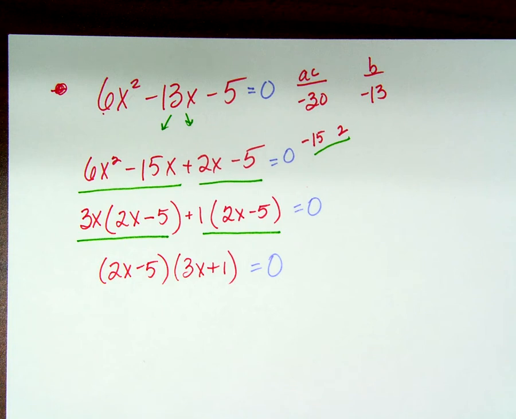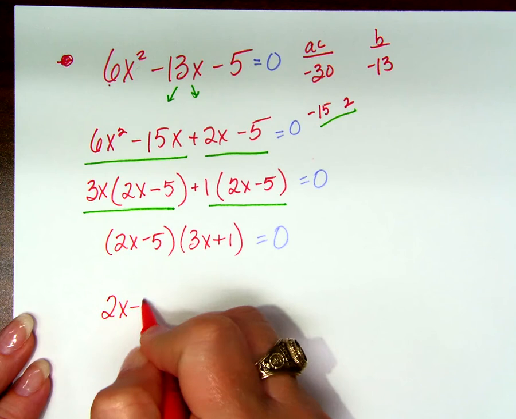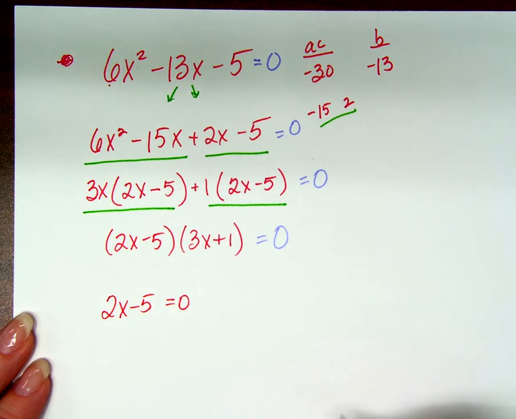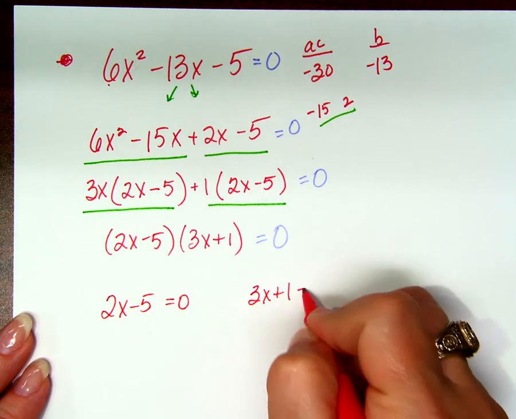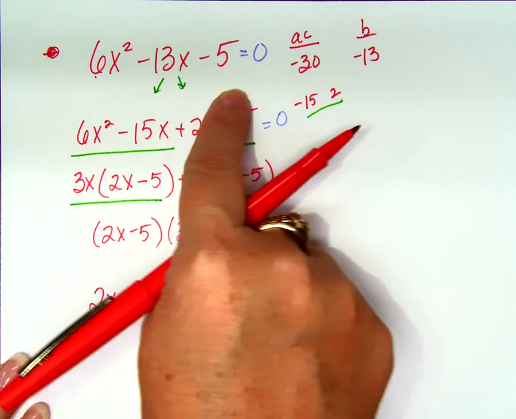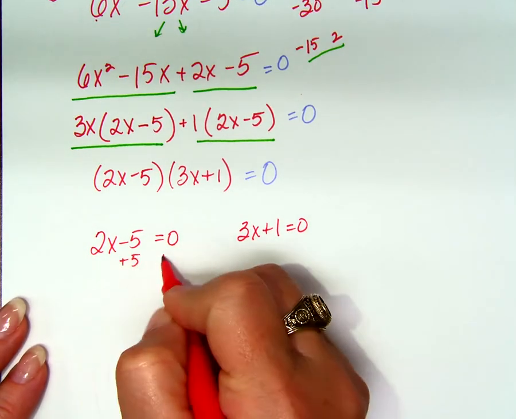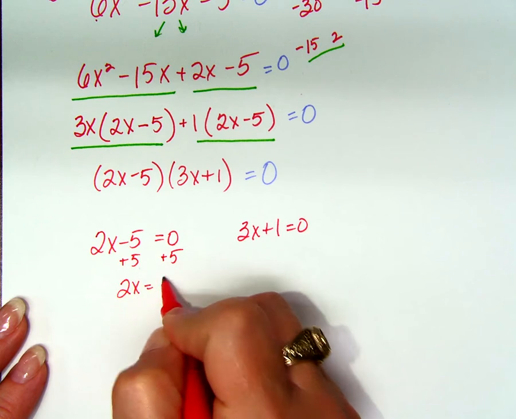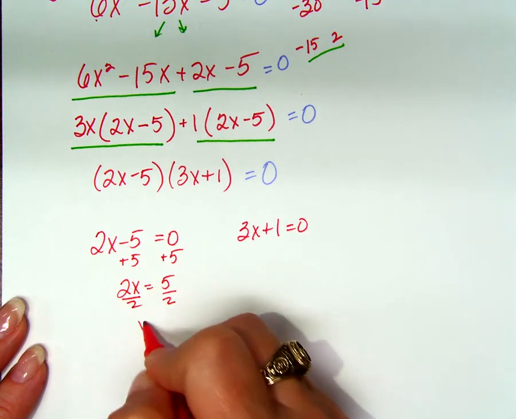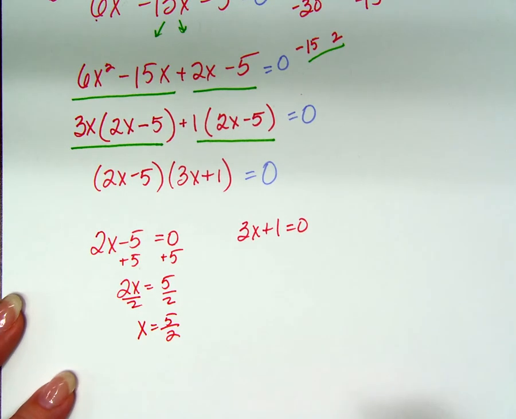Well, which one is it? I don't know either, okay? So we have to take into account what if they both are. We have to take both possibilities. So we set each one of these factors, 2x minus 5, equal to 0, and 3x plus 1 equals 0. So we're finding the zeros of this polynomial by factoring and then setting each factor equal to 0. And now we're going to solve each factor to find the value for x that makes that equation equal to 0.